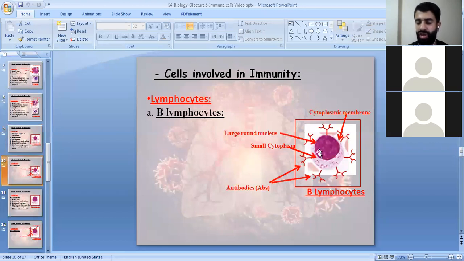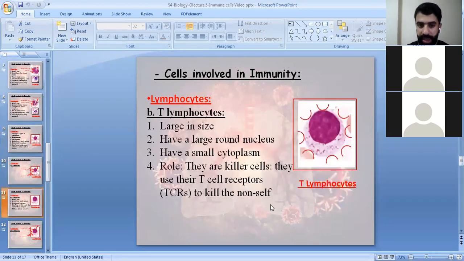Cytoplasmic membrane, large rounded nucleus, small cytoplasm, and here are the antibodies. Moving to the T lymphocytes. Also, they are large in size, with a large rounded nucleus and small cytoplasm. These are three properties that are common between B and T.